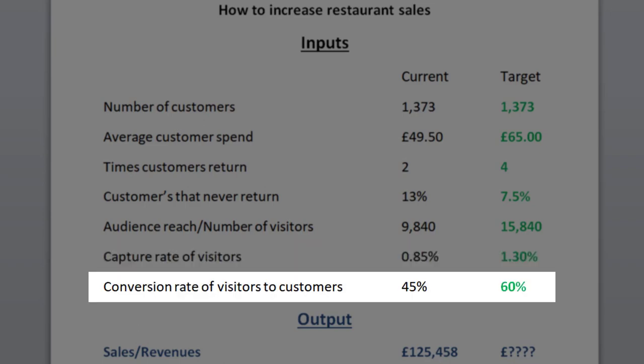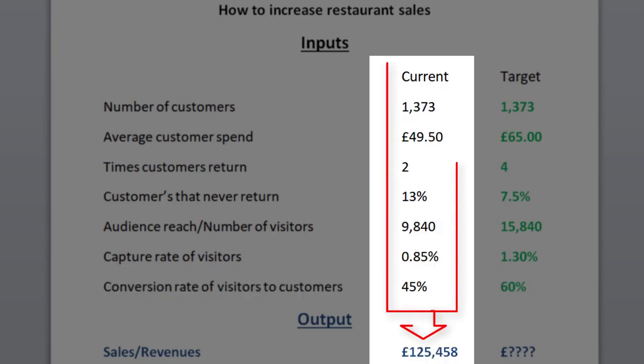The final metric, again, is a percentage, is the conversion rate of those visitors to your website that have taken action. So in other words, of the 0.85% of the figure above of 9,840, 45% of those become customers and actually visit your restaurant. So currently the conversion rate is 45%, but we're looking to increase that to 60%.